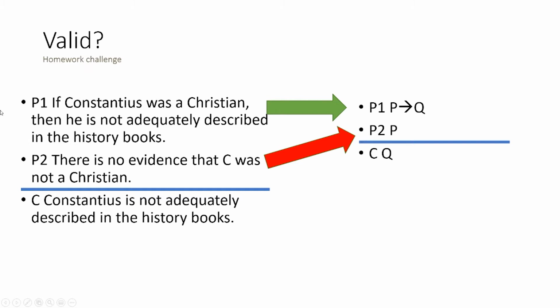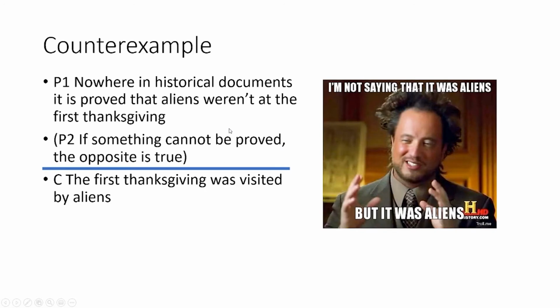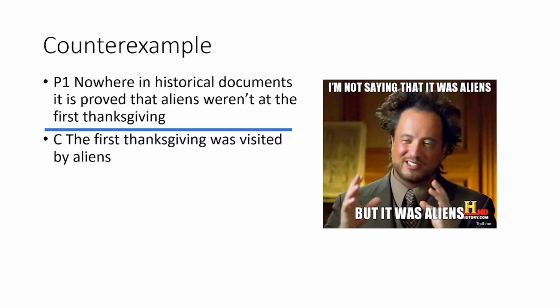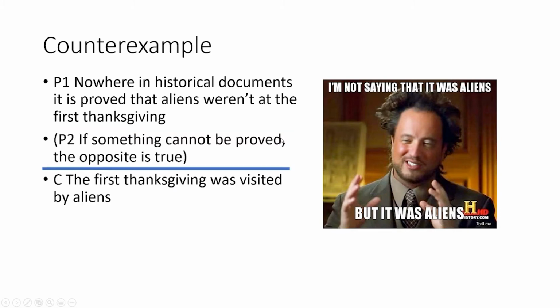Another way of making that more intuitive, I hope these silly examples, the parachutes and now a counterexample, make it more intuitive. If not, just focus on the essence and skip this counterexample. So if somebody comes up to you and says, nowhere in historical documents is it proved that aliens weren't at the first Thanksgiving, and therefore it's necessarily the case that the first Thanksgiving was visited by aliens, you wouldn't be inclined to agree with that person, right? Because of course it's not true that if something cannot be proved, the opposite is true, which is implicit in the argument as just given.